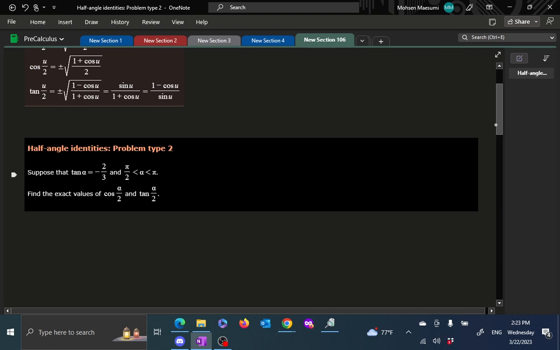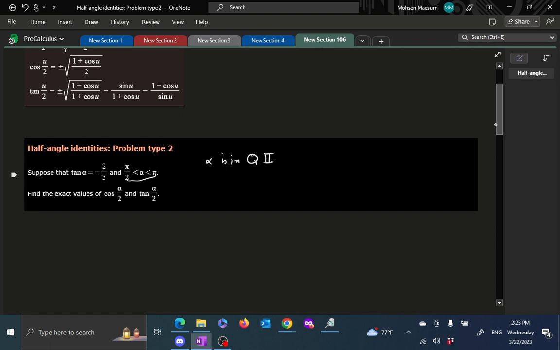So we have an angle alpha. Here, this tells us the angle between pi over 2 and pi. It means alpha is in quadrant 2. Okay, between pi over 2 and pi, therefore it's in quadrant 2. What are we given? We are given that its tangent is minus 2/3.